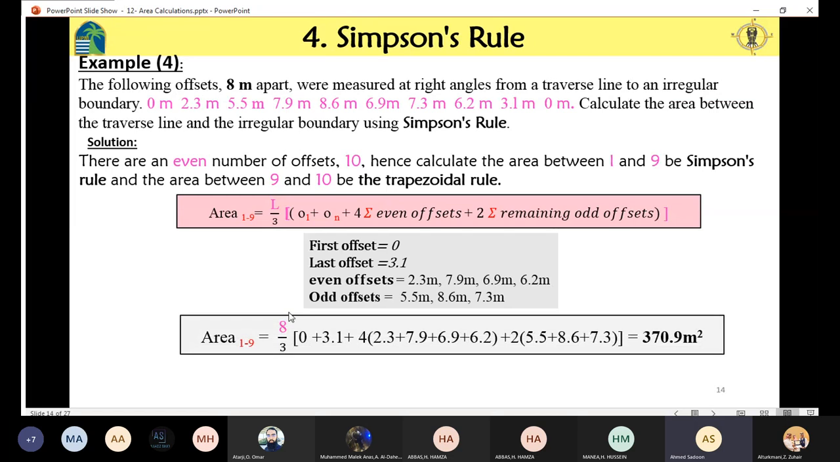So here then I'm going to plug in the numbers into the formula, to this formula here. And then the area came out to be 70.9 meter squared. Now, do you think the problem is over? No, because we forget about the area between the offsets 3.1 and 0 here. And we are going to determine this using the trapezoidal rule.